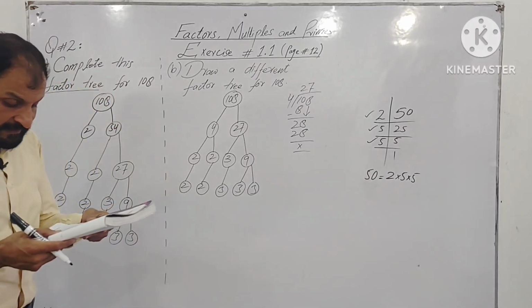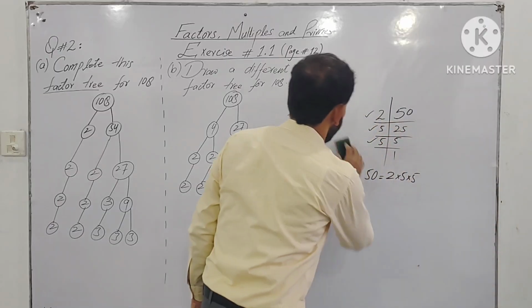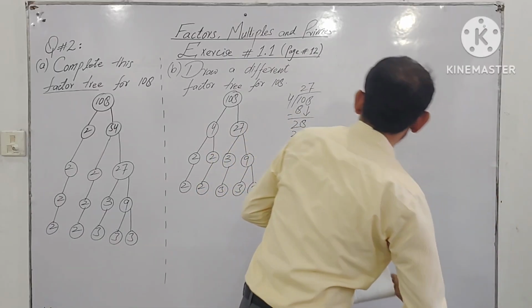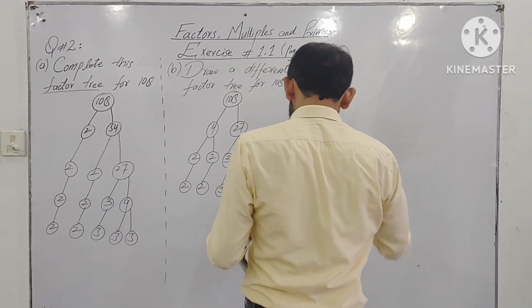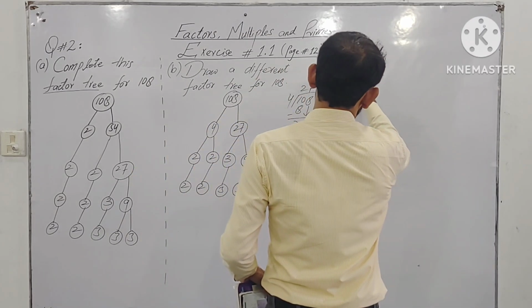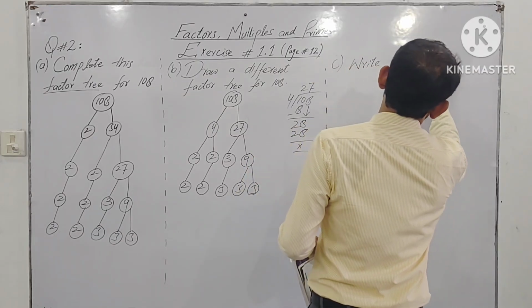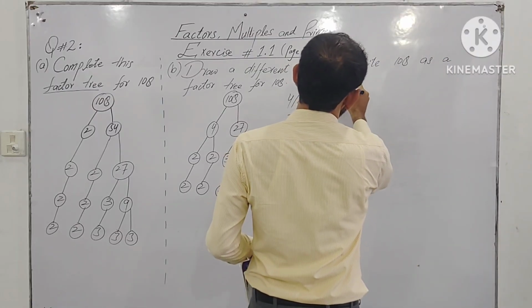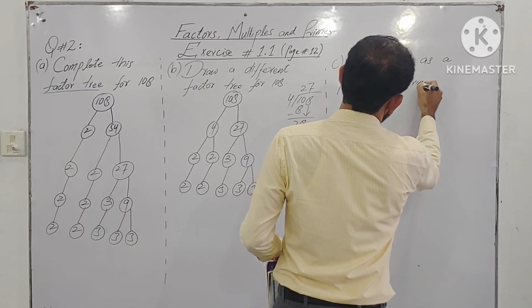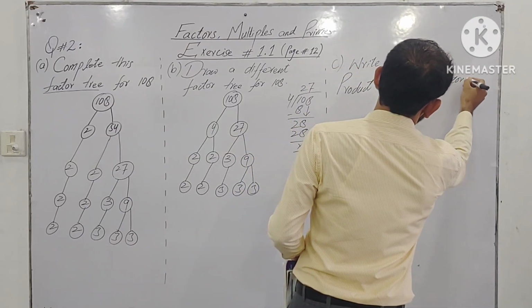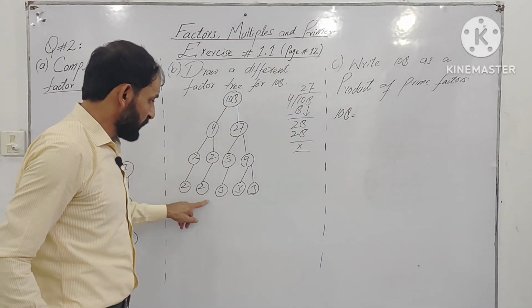Now the C part is: write 108 as a product of its prime factors. 108 can be written as a product of prime factors.